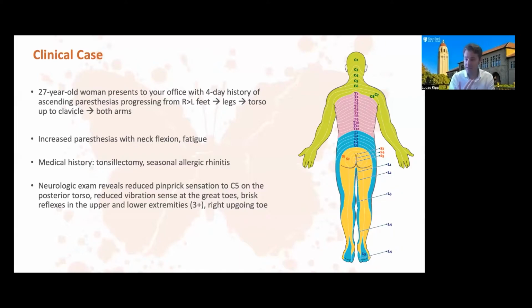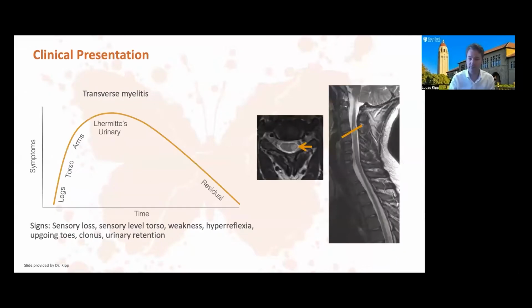But if we think it's due to inflammation, we call it myelitis. So this is the clinical presentation of transverse myelitis. Transverse myelitis is really just a catch-all for any type of inflammation in the spinal cord. It doesn't tell you what the etiology or the reason for that inflammation is, but it's a very common presenting symptom of multiple sclerosis.